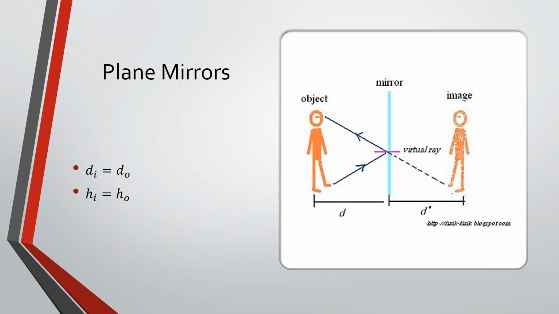The first thing we'll look at will be plane mirrors. Plane mirrors are the flat mirrors like you have in your bathroom or possibly on your bedroom wall. And they have certain very simple properties. First is that the image distance is always the same as the object distance. So if you're standing 3 feet in front of your mirror, the image will look like it's 3 feet behind the mirror. Also, the image height is exactly the same as the object height.